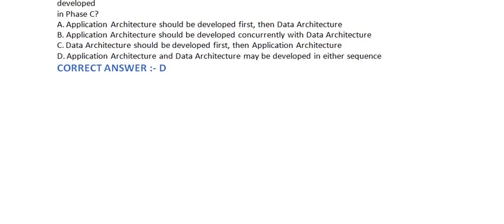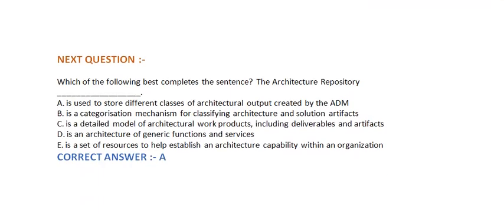Now moving to the next question. Which of the following best completes the sentence? The architecture repository. Option A is used to store different classes of architectural output created by the ADM. Option B is a categorization mechanism for classifying architecture and solution artifacts.